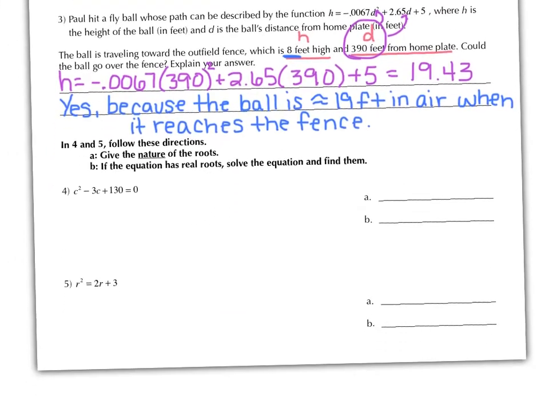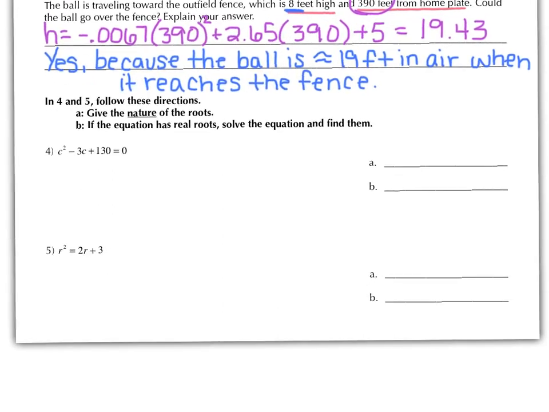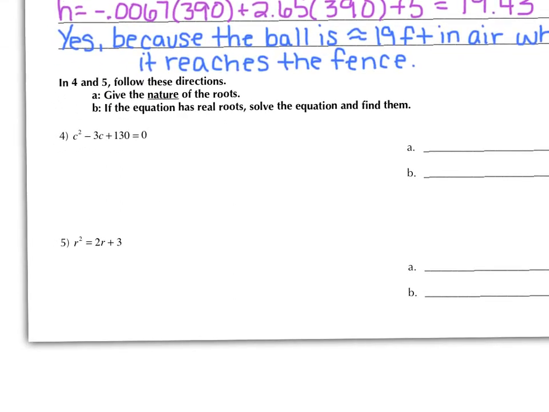Okay, 4 and 5, give the nature of the roots. And nature of the roots means you're using the discriminant. Okay, and then if you find out that it does have real roots, solve and find them. And solve means quadratic formula, which is related to the discriminant.